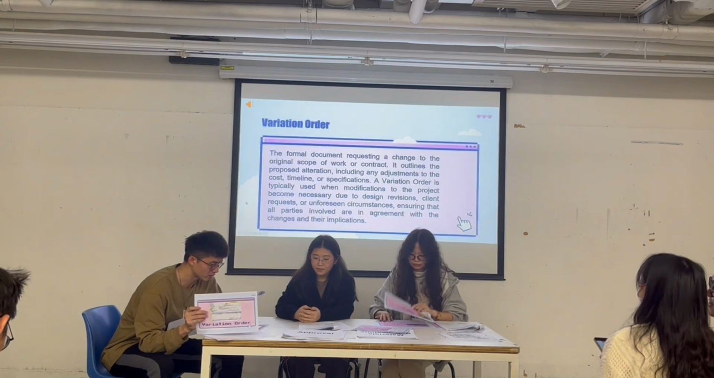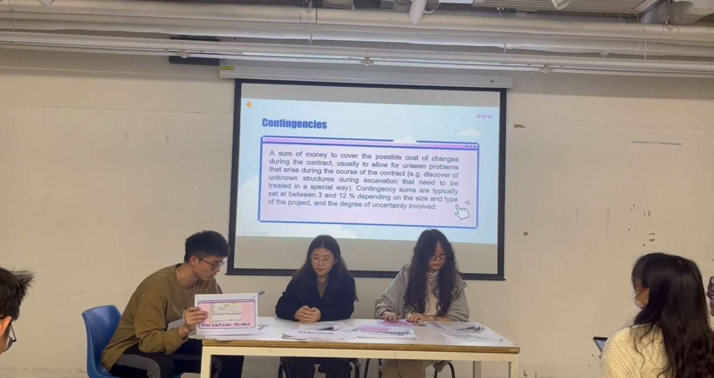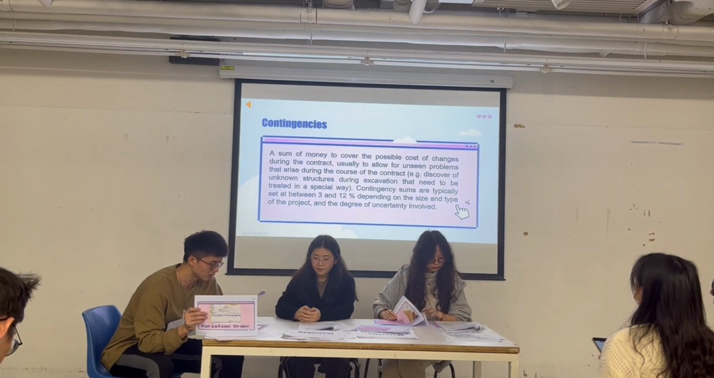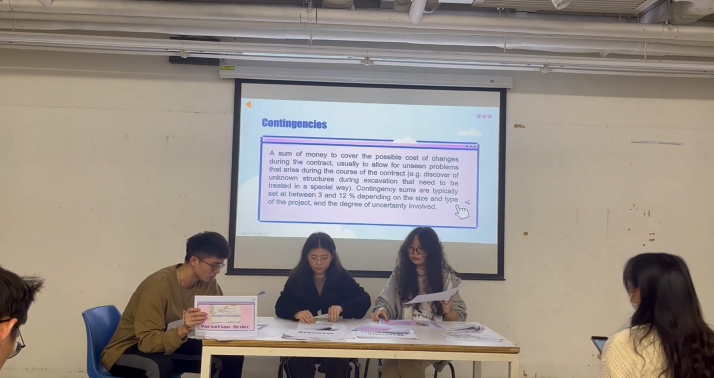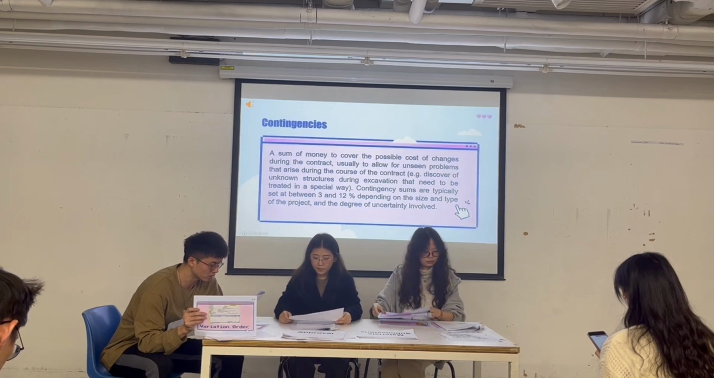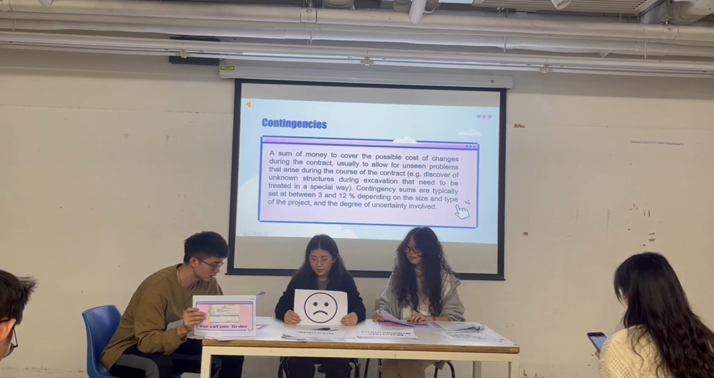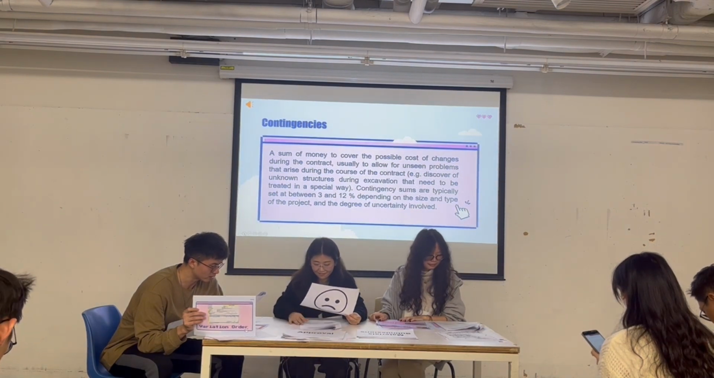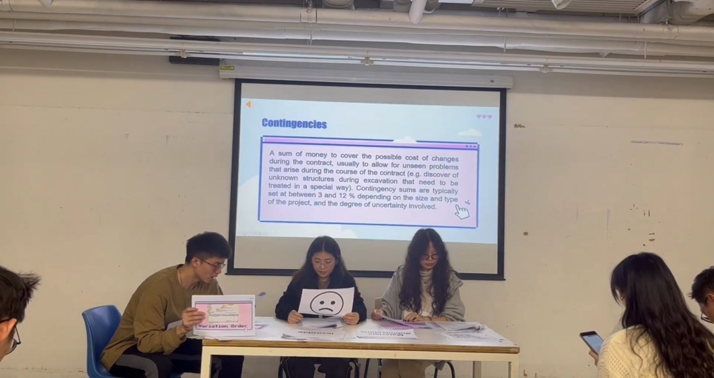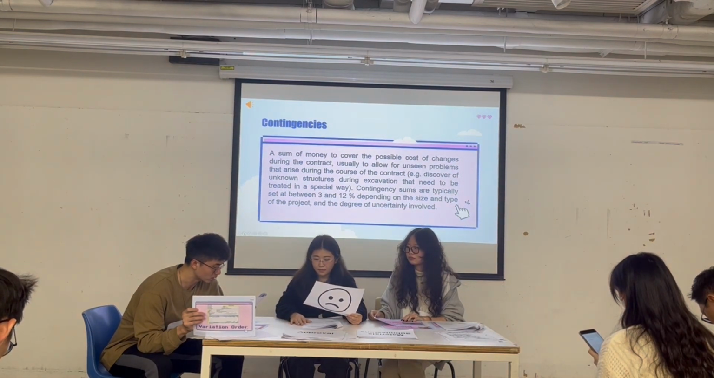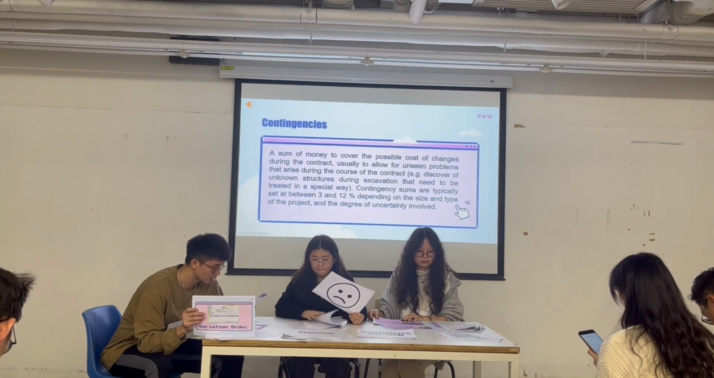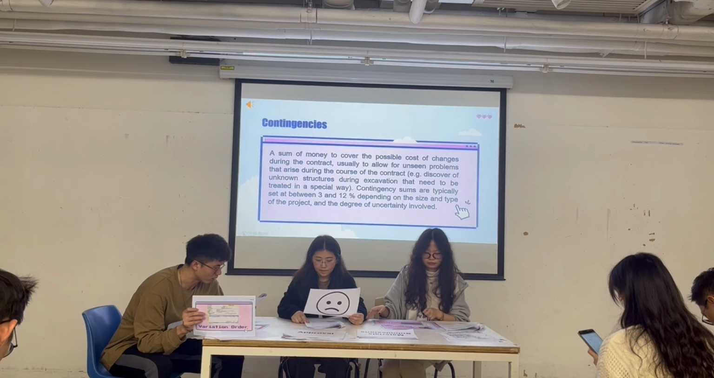Contingencies refer to the funds set aside for unforeseen expenses or changes in the project. This fund acts as a buffer to cover unexpected costs that may arise during the course of the project, providing financial flexibility to address unplanned circumstances without disrupting the overall budget. A variation order is a formal document requesting a change to the original scope of work or contract. It outlines the proposed alteration, including any adjustment to cost, timeline, or specifications.